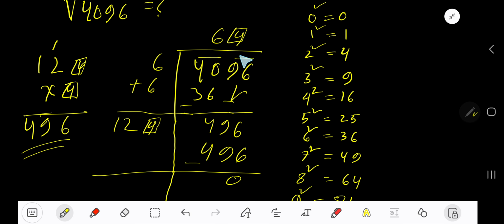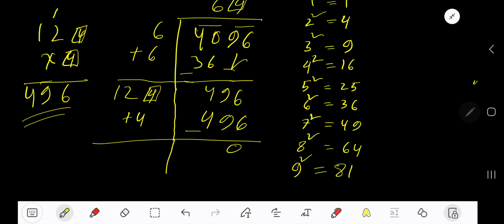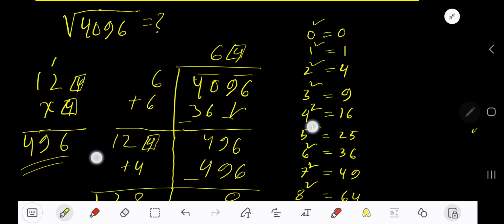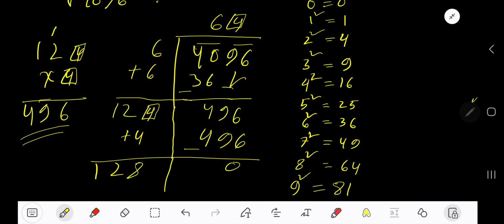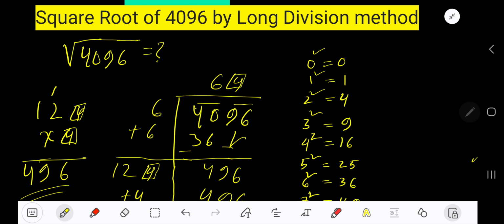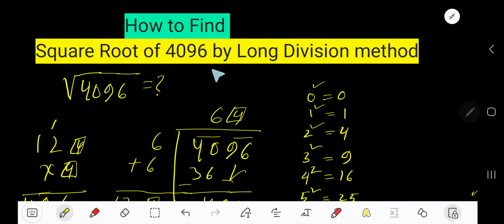Subtract, 0. Since you have placed the digit 4 here, the same digit will come under this number. So 4 plus 4, 8. Then 2, 1. The double of 64 is 128. This means that our answer 64 is correct. So the square root of 4096 by the long division method is 64.